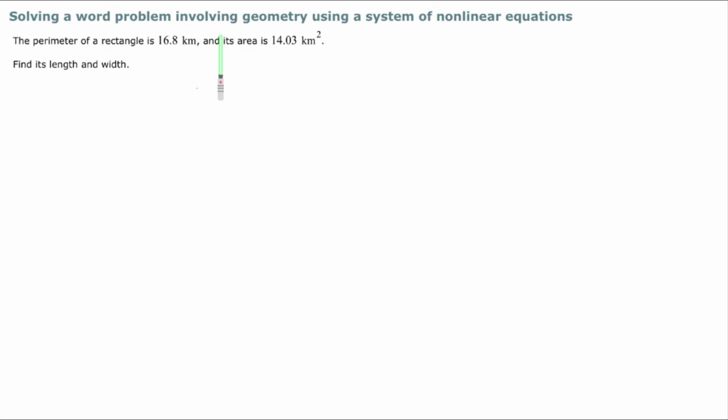Solving a word problem involving geometry using a system of nonlinear equations. The perimeter of a rectangle is 16 and 8/10 kilometers and its area is 14 and 3/100 square kilometers. Find its length and width.